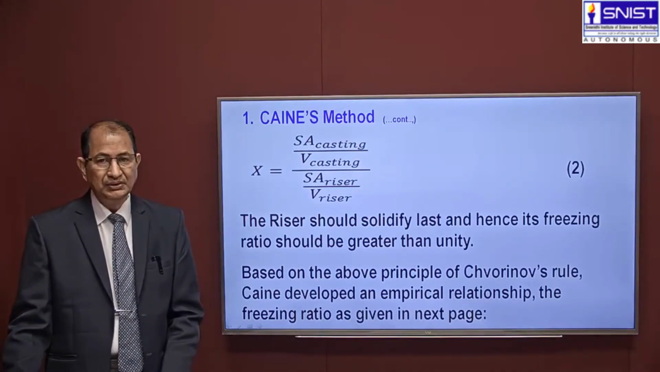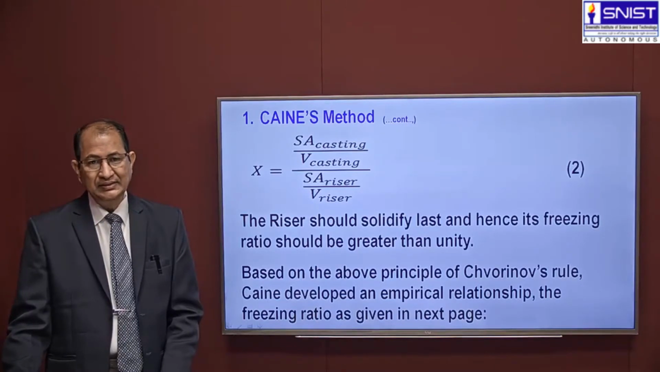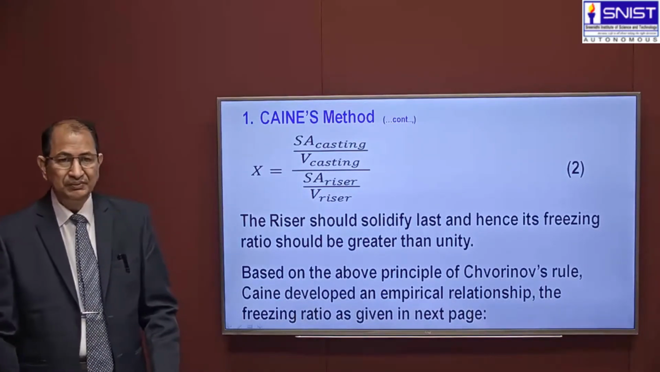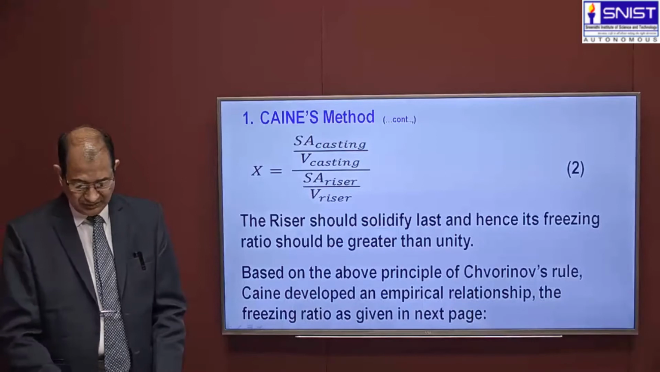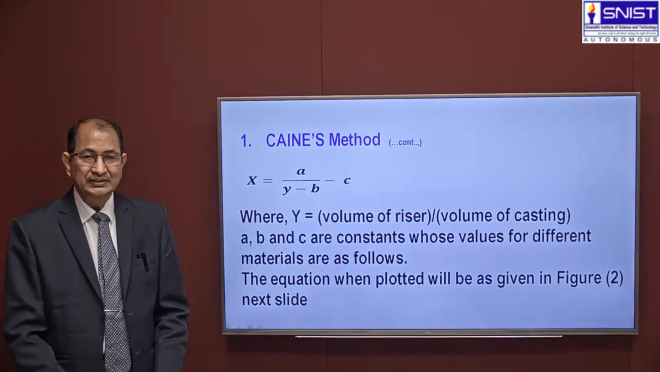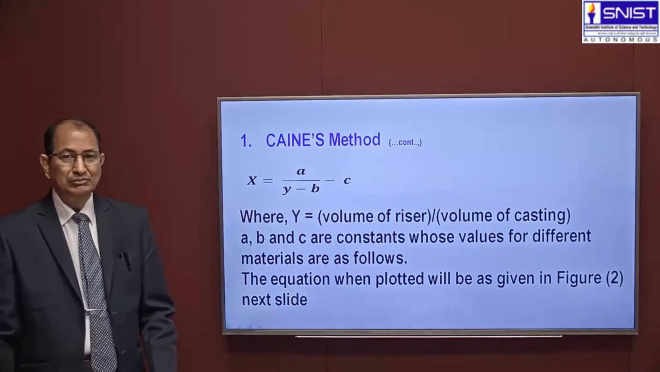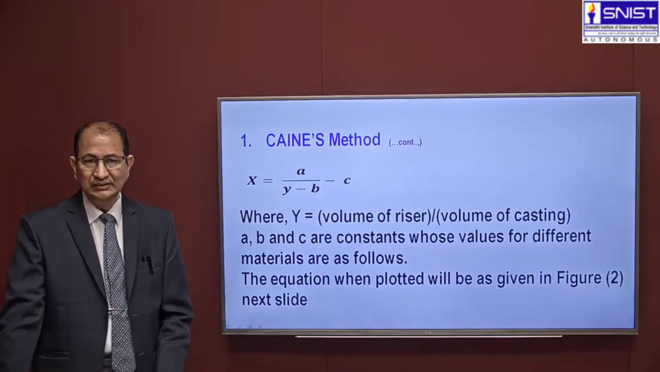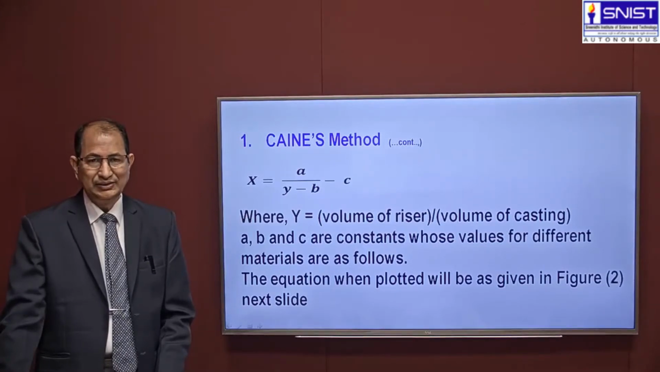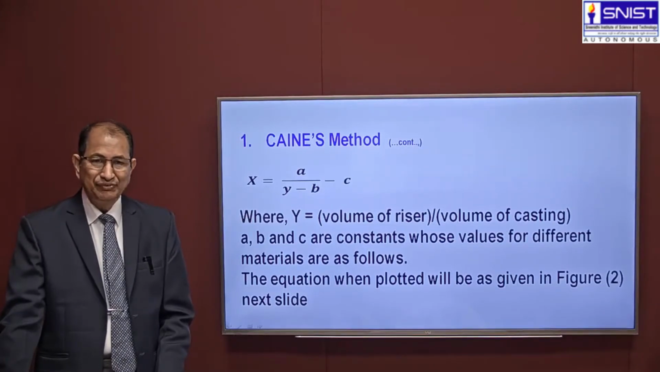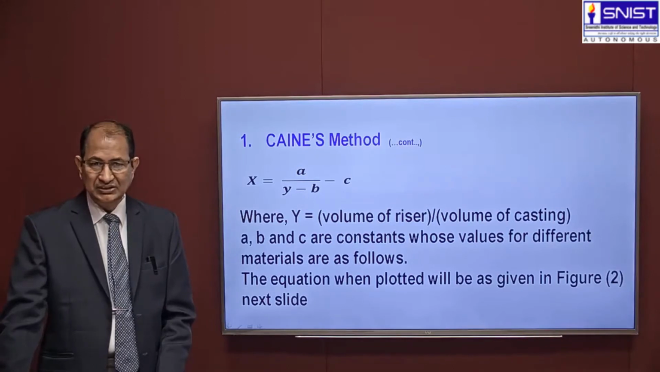Based on the above principle of Chvorinov's rule, Caine developed an empirical relationship. The freezing ratio is given as X equals A divided by (Y minus B) plus C, where Y is the volume of the riser to the volume of the casting. A, B, and C are constants whose values for different materials are given in the table.